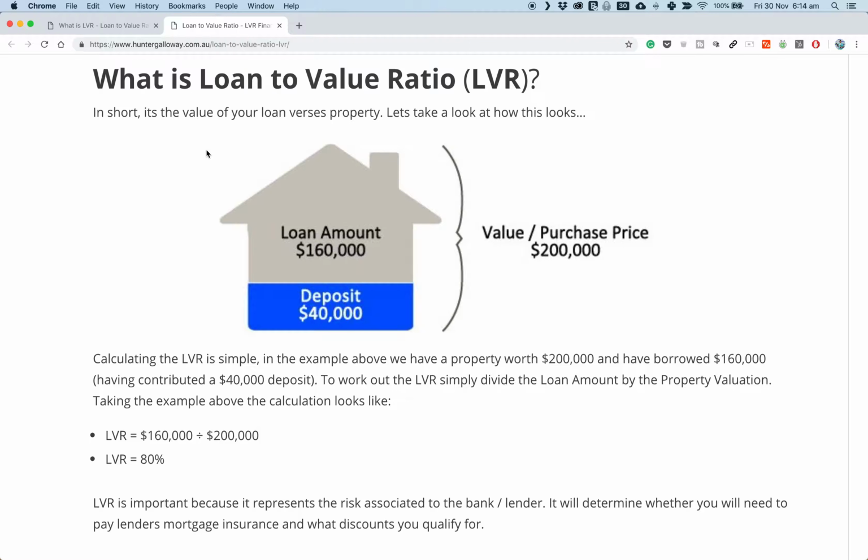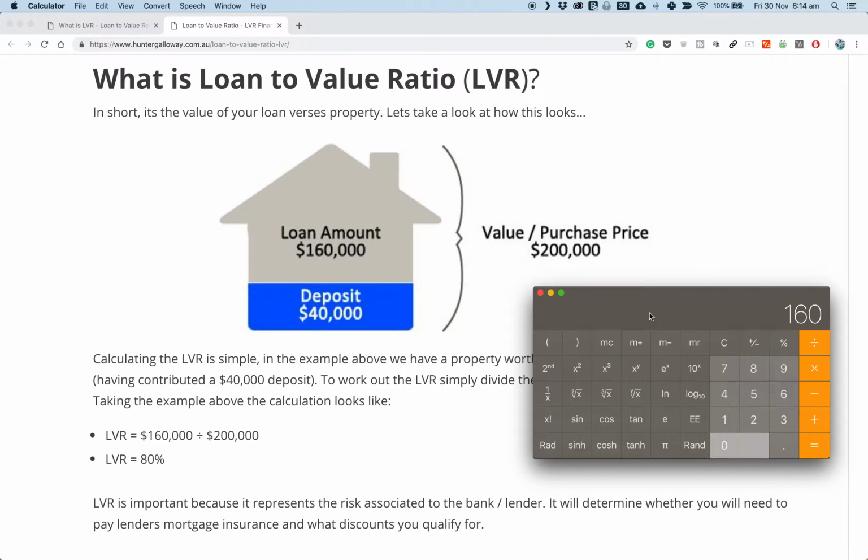Loan to value ratio is calculated by dividing the loan amount by the actual purchase price or the property value and then multiplying it by 100. So in this example, let's say you'd like to borrow $160,000 and that property that you're going to use as security or you're going to purchase is worth $200,000. What you'd then do is, let's get the calculator, you do 160,000 divided by 200,000, times 100, equals an LVR of 80%.